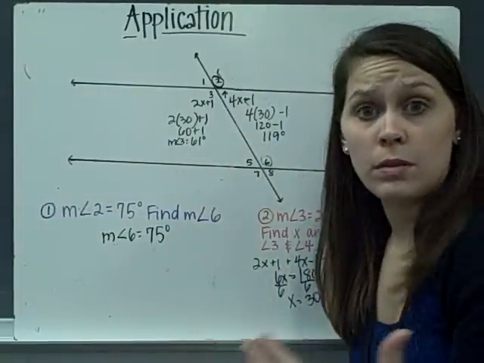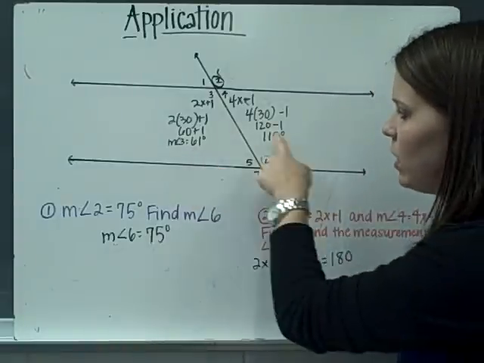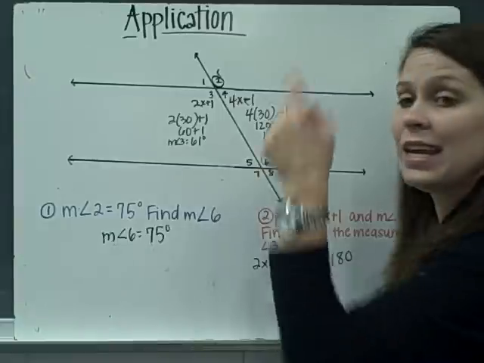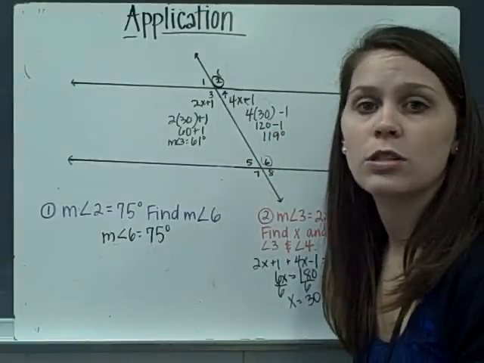If we wanted to, we always check our answer. If we want to make sure that this is correct, 61 plus 119 is 180 degrees. And that is what they should equal because they are supplementary angles.